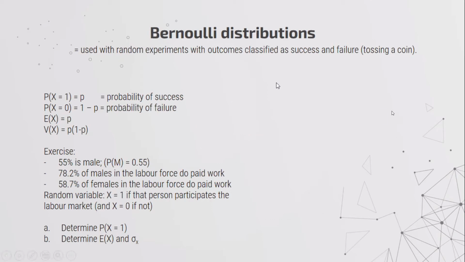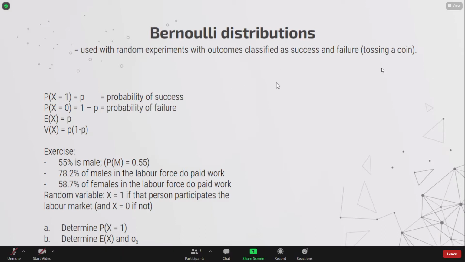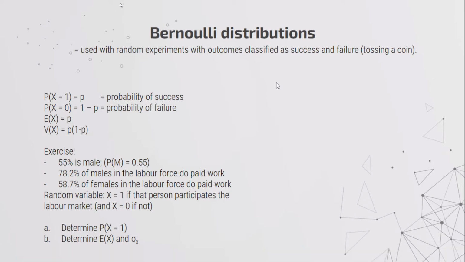That's an experiment that has only two types of outcomes. It's either a success or failure. There is no other option. And it's really easy to calculate the expectation and the variance because we are always interested only in the successes. So if we know that the success is P, the expectation should be the same, just P.